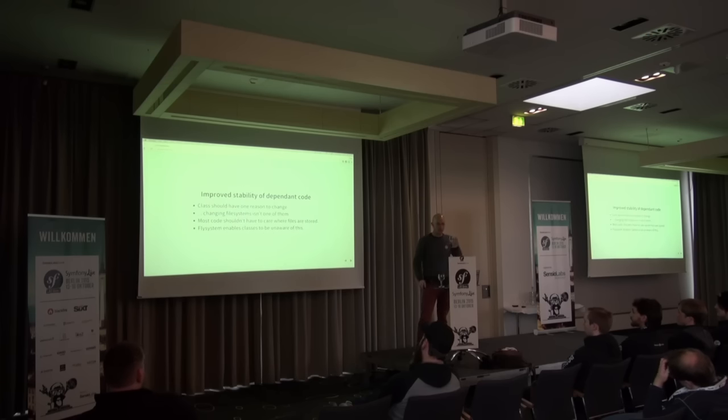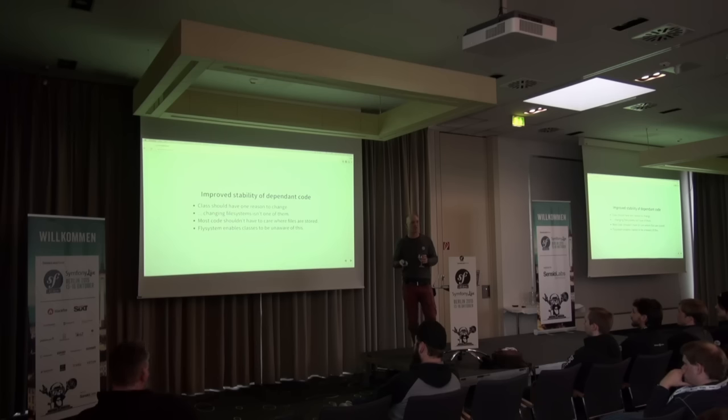It also improves the stability of dependent code. A class should only have one reason to change. Changing file systems shouldn't be one of them. Most things that interact with file systems don't really care where exactly they're placed. They just want to write to a file system. The specific location of the file system should be a configuration detail. Filesystem enables classes to be totally unaware, so you can stupefy your classes.